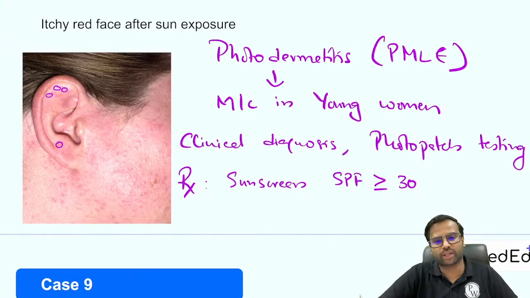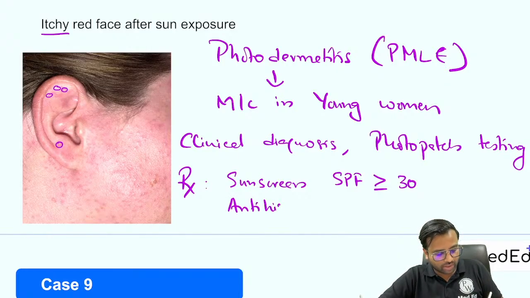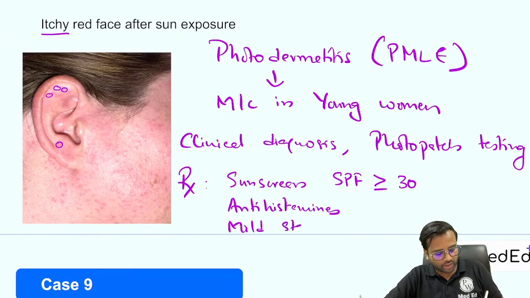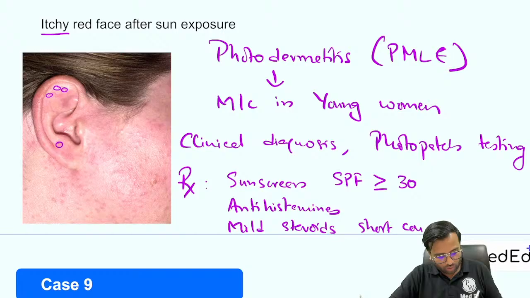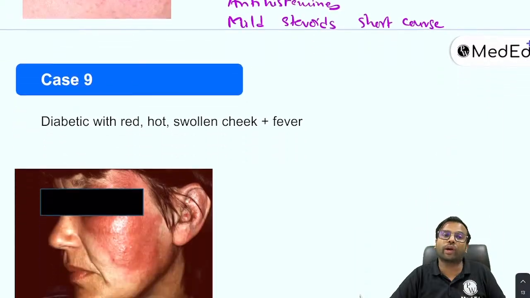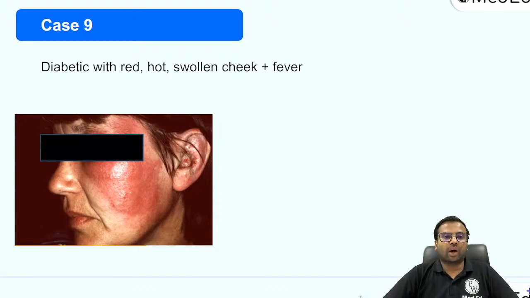And for a short period of time, since the patient is having itchiness, you can go for antihistamines like levocetirizine, cetirizine, fexofenadine, loratadine. All those things are antihistamines that can also be used. And other than that, we can also go for a short course of a mild steroid. Okay, mild steroid, short course can be given. Okay, that is how we can treat this case of polymorphous light eruption or photodermatitis. So now let's see another one.